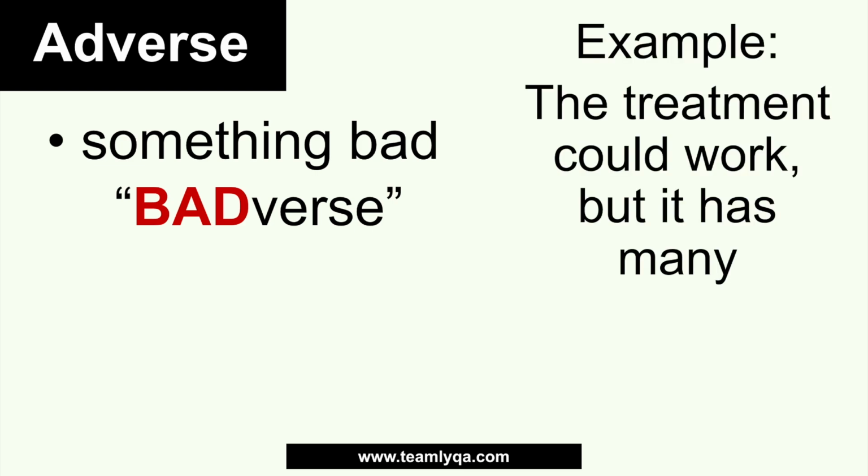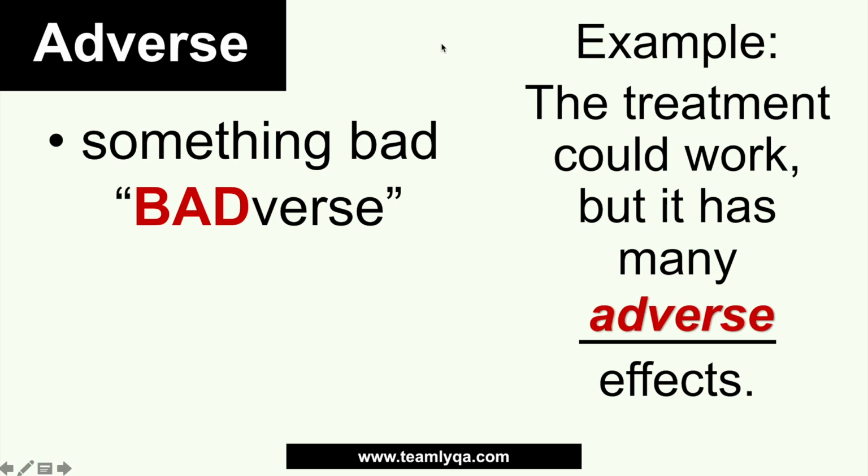Now, let me give you an example. Okay? Sabi dito sa sentence, that treatment could work but it has many blank effects. So when we talk about this, ano ba yung description nung effects? Anong klaseng effect siya? At dahil ang nakalagay dito is but, so positive yung first part ng sentence, pero naging but, ibig sabihin may kabaliktaran na nangyari, then it has something na negative or bad na effect. So in this case, you will use the word adverse. So the treatment could work, but it has many adverse effects.